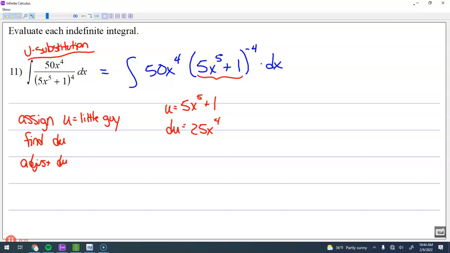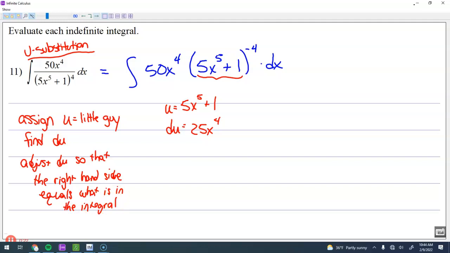Adjust du so that the left hand or the right hand side equals what is in the integral. That'll make a little more sense when I do it, I think. Just write it down for now.